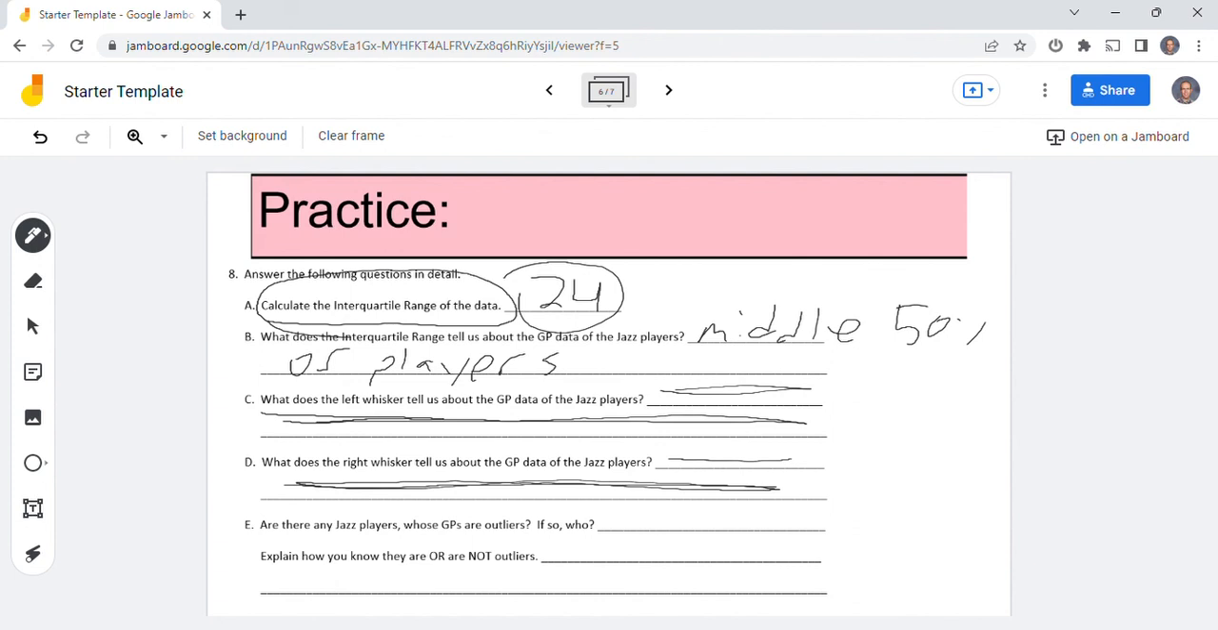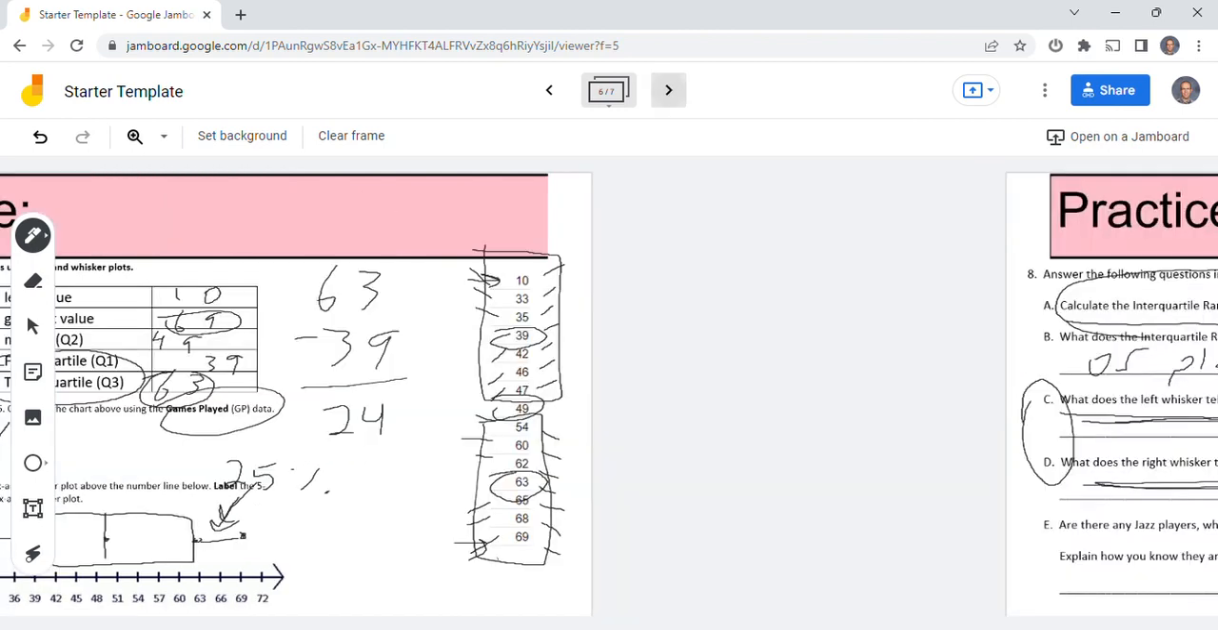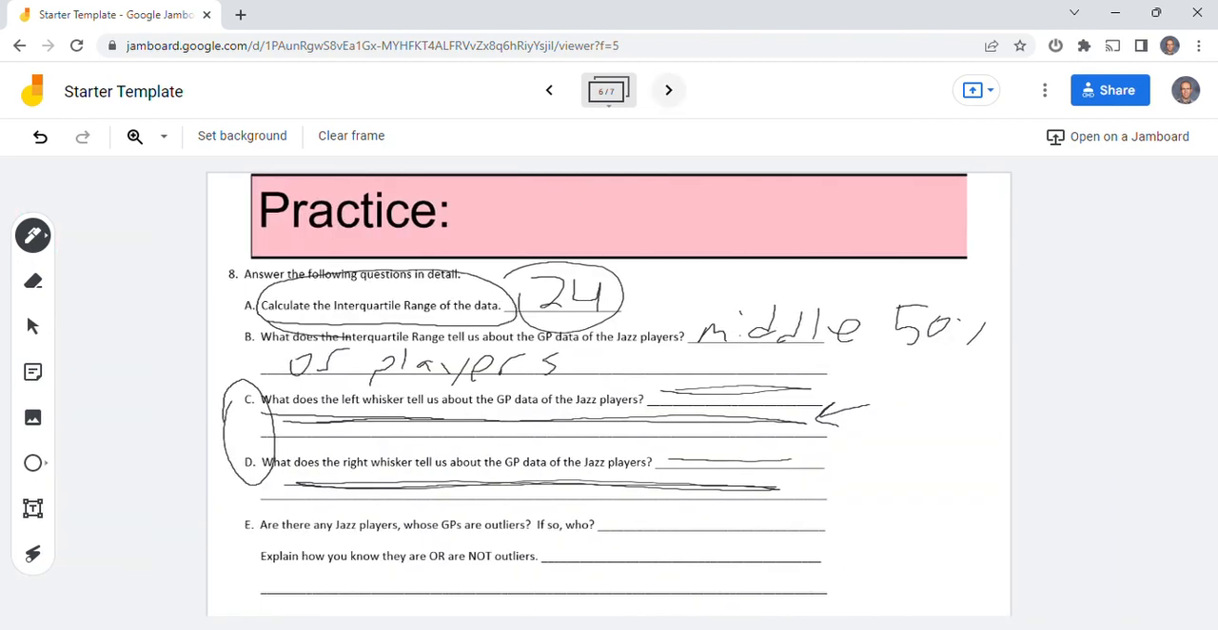I have had lots of people answer these questions in a different way. For example, we could say the left whisker tells us that it's skewed left, or because it's more stretched out, or the players over here at the low end are more spread out than the players here at the high end. There's a lot of different sentences you could say, and I would accept all of those. So I just gave you a few samples for possible answers right there.